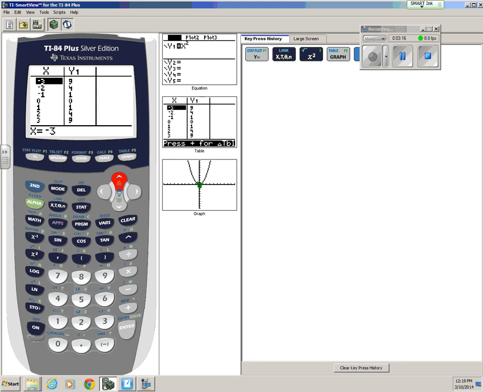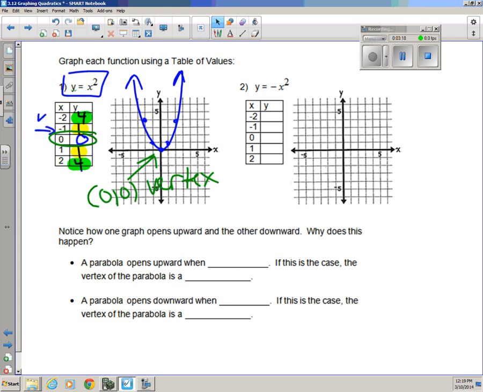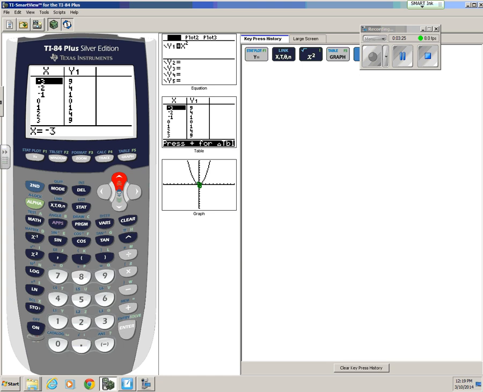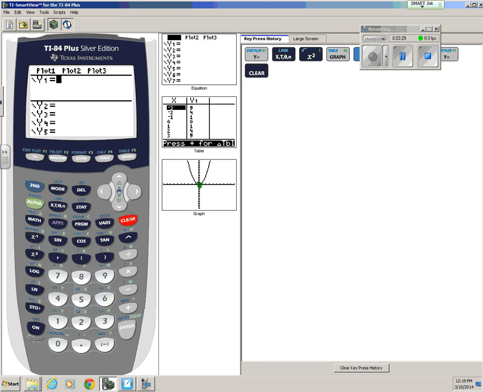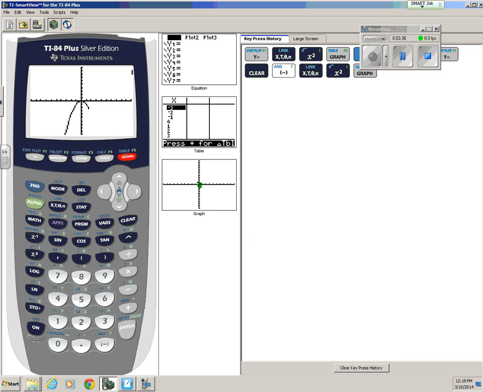Okay, so what happens now when I look at this next one? The next one says, okay, well now let's do y equals negative of x squared. Well, I'm going to go right to my graphing calculator, or I could do it by hand. I'm going to go to y equals, and I'm going to change this, and I'm going to go to the negative symbol, x squared. And look what happens when I graph it. That U turned upside down.